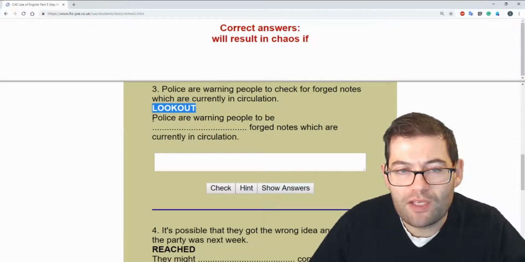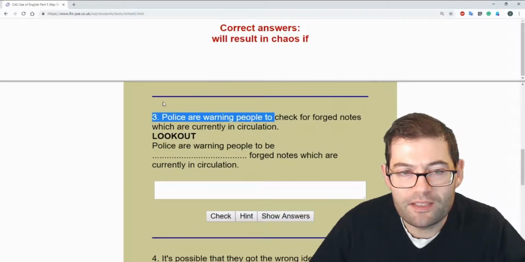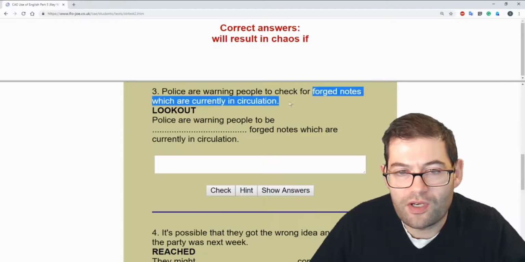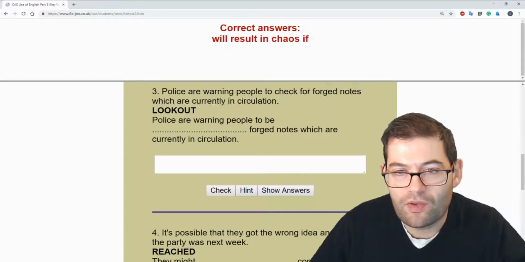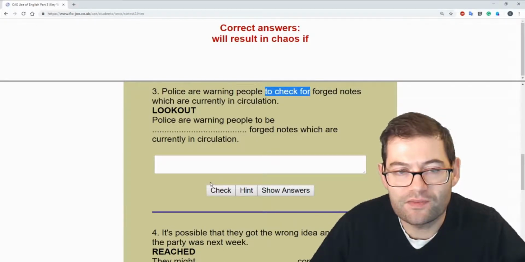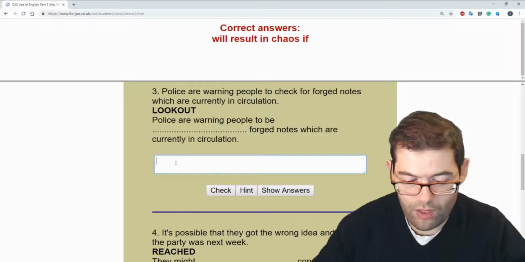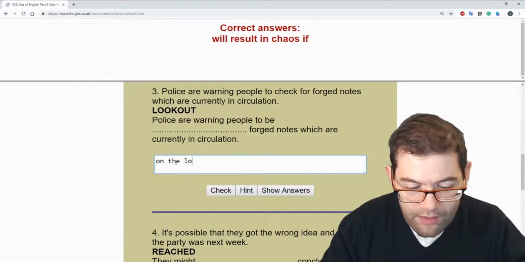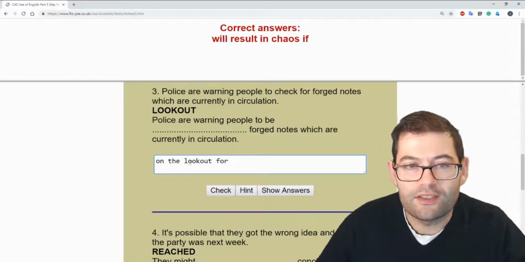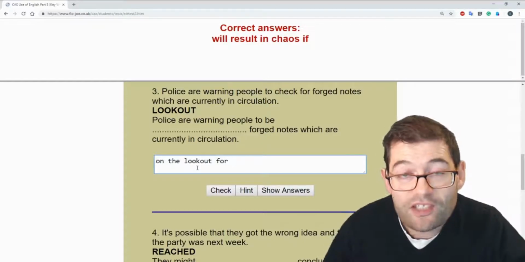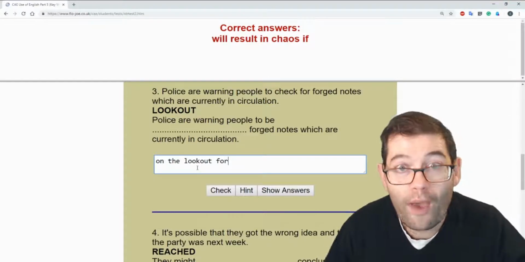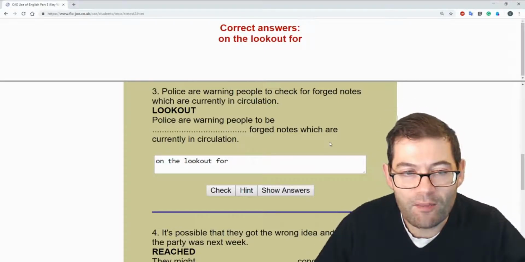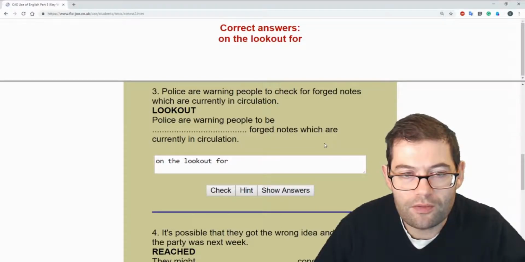So let's have a look at the language we don't have to worry about. Certainly we don't have to worry about this bit. Oh, hang on a second, moving the page. Police are warning people to be, and that bit is there. And then we've got forged notes which are currently in circulation. So we've got to think about transforming this part of text here. And if you're familiar with this vocabulary expression, to be on the lookout for, it means you're checking for something. You're seeing if something is happening. You're being aware that something might happen. And if we hit our answers, that's exactly what we've got here. So police are warning people to be on the lookout for forged notes.